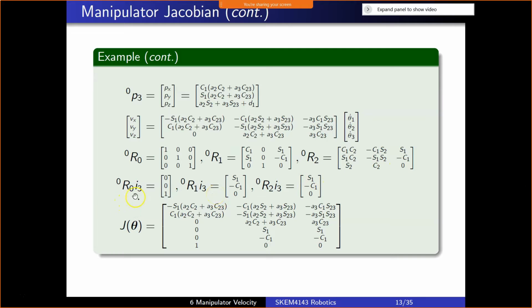So when you multiply by 0, 0, 1, it means you only extract the third column. So you'll be using 0, 0, 1 here. You'll be using S1 minus C1 0 right here, and S1 minus C1 0 right here. And there you go. This is your Jacobian matrix.